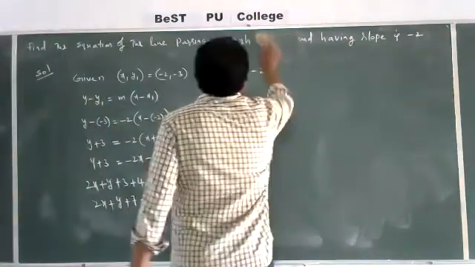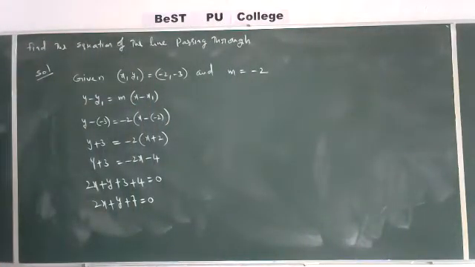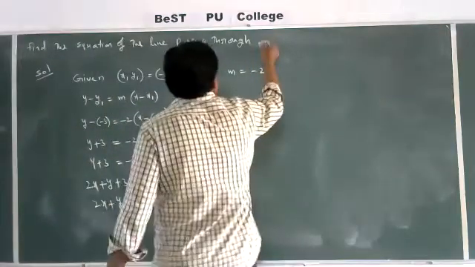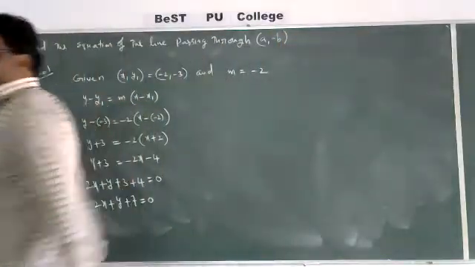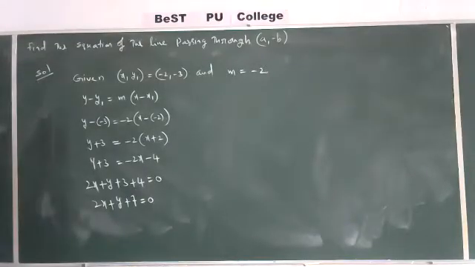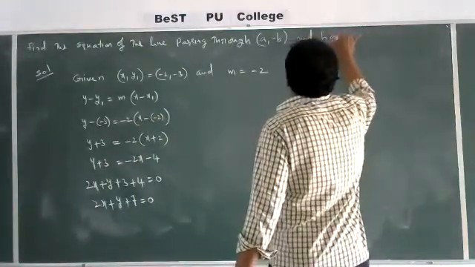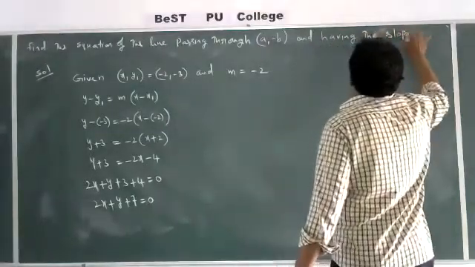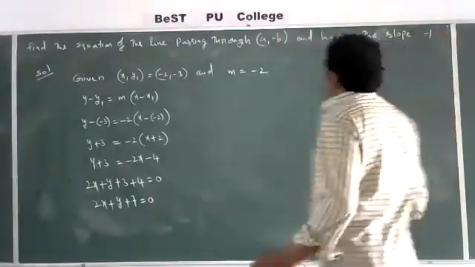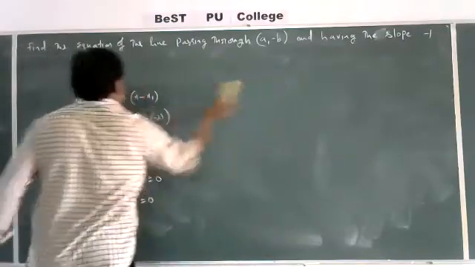Next, another problem. Find the equation of the line passing through (a, -b) and having the slope -1. Let us do this problem.